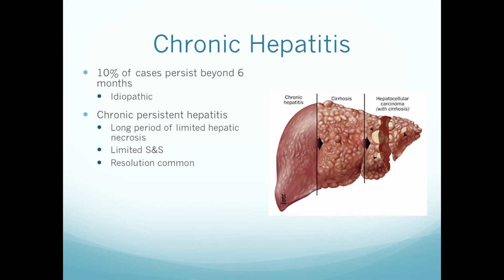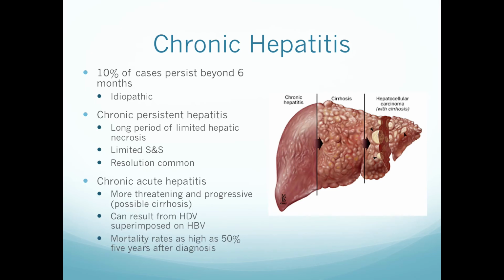There's also chronic persistent hepatitis. So long periods of limited hepatic necrosis, so just small areas get killed, limited signs and symptoms. But remember, the liver is really good at regeneration. So a little bit dies, but then those can grow back and it goes away, and that's pretty common.